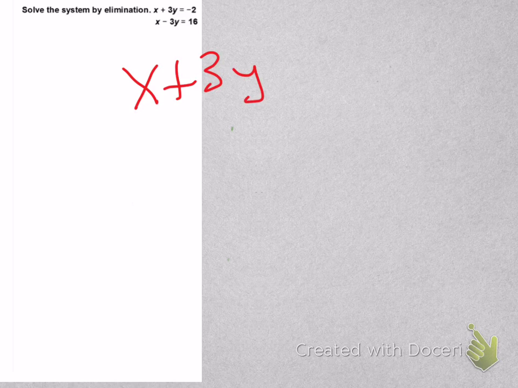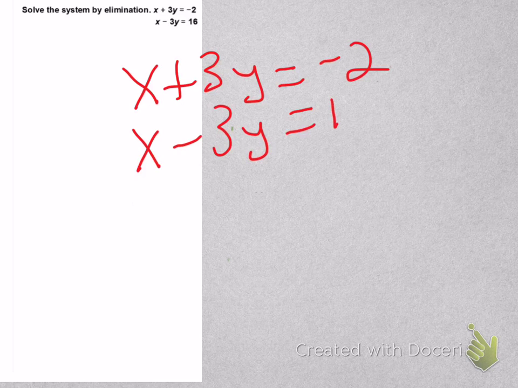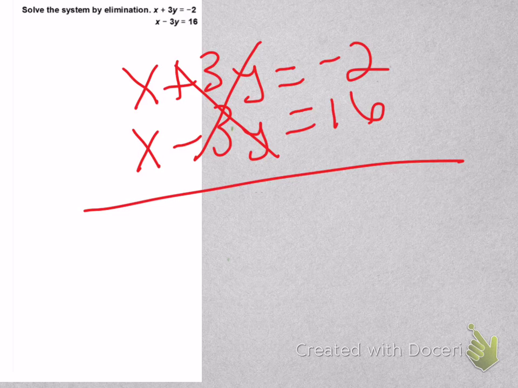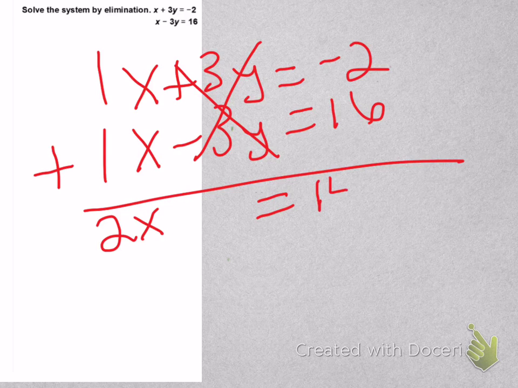We have x plus 3y equals negative 2 and x minus 3y equals 16. So as you can see, the y's would cancel out, because positive 3y and minus 3y is no y, 0 y's. So we're going to add the rest of the equation that's left. So 1x plus 1x is 2x, and negative 2 plus 16 is 14, so x equals 7.